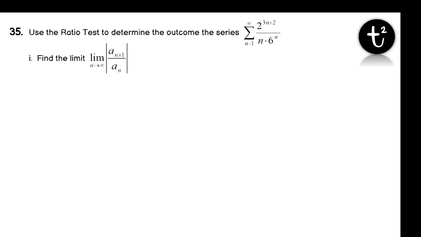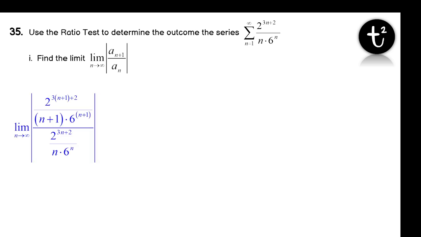Alright, the last problem here, number 35, wants us to use the ratio test to determine the outcome of the sum of 2 raised to the power 3n plus 2 divided by n times 6 to the power n. So setting this up using the ratio test, the limit as n goes to infinity of a sub n plus 1 divided by a sub n, I'm going to get 2 raised to the power 3 times n plus 1 plus 2 over n plus 1 times 6 raised to the n plus 1, all of that divided by 2 raised to the 3n plus 2 divided by n times 6 to the n.